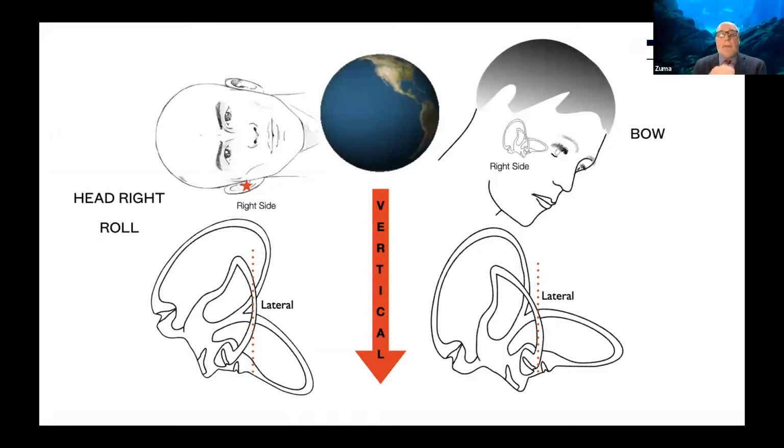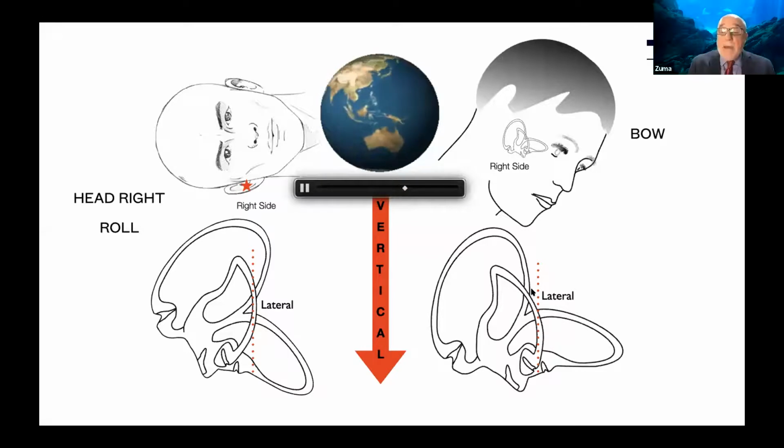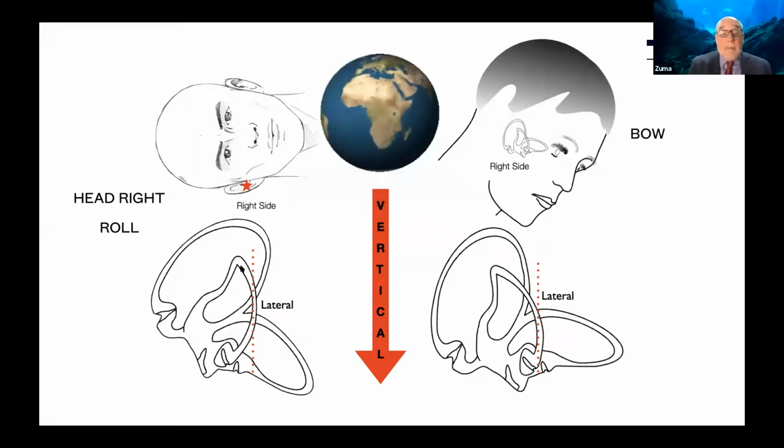This is interesting because I came up with this idea when we compare, for example, the bow and lean test and the roll test. It is pretty much the same. Why? Because the lateral canal is in the vertical position in those two tests. That's why you have the same kind of nystagmus.